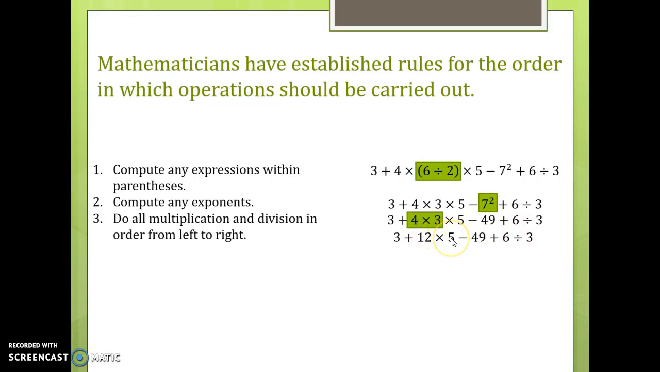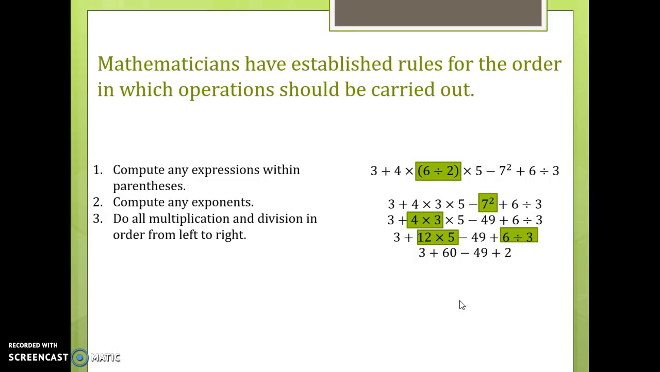Now we have 12 times 5 that has to be solved, and then 6 divided by 3. Because they are not connected to each other, we actually can do them at the same time, because that way we can save a little step there. We couldn't do these two at the same time because they are connected to each other. We had to do 4 times 3 first. So here 12 times 5 would give us 60. 6 divided by 3 would give us 2. And then we copied everything in front and everything that was after.